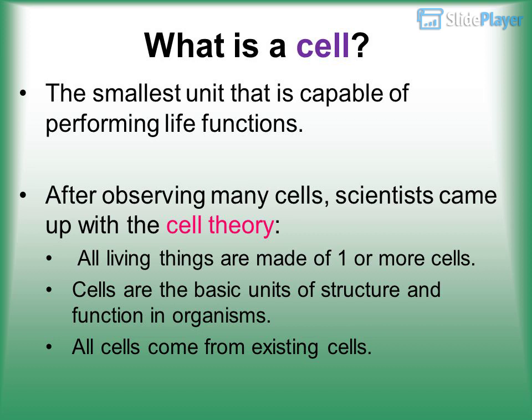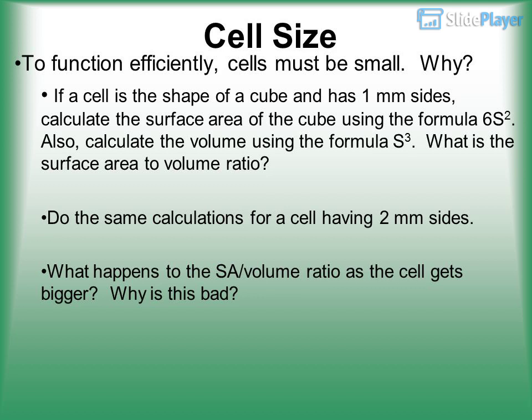All living things are made of one or more cells. Cells are the basic units of structure and function in organisms. All cells come from existing cells. Cell size: to function efficiently, cells must be small.